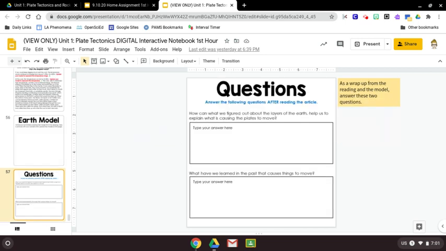The next one is a couple questions. This is just a couple questions I want you to think about after the reading. How can what we figured out about the layers of the Earth help us to explain what is causing the plates to move? And what have we learned in the past that causes things to move? So that's it. It's just a model that I'm looking to check, a reading, and some questions.